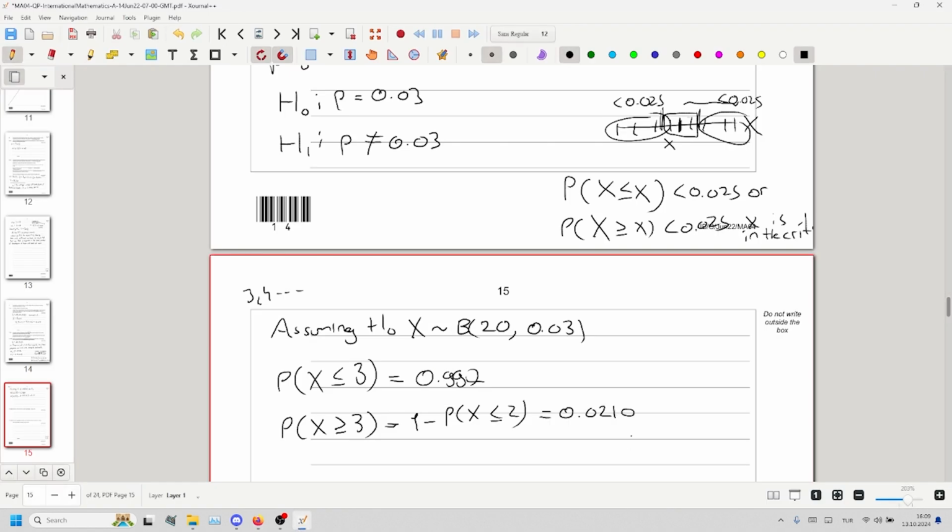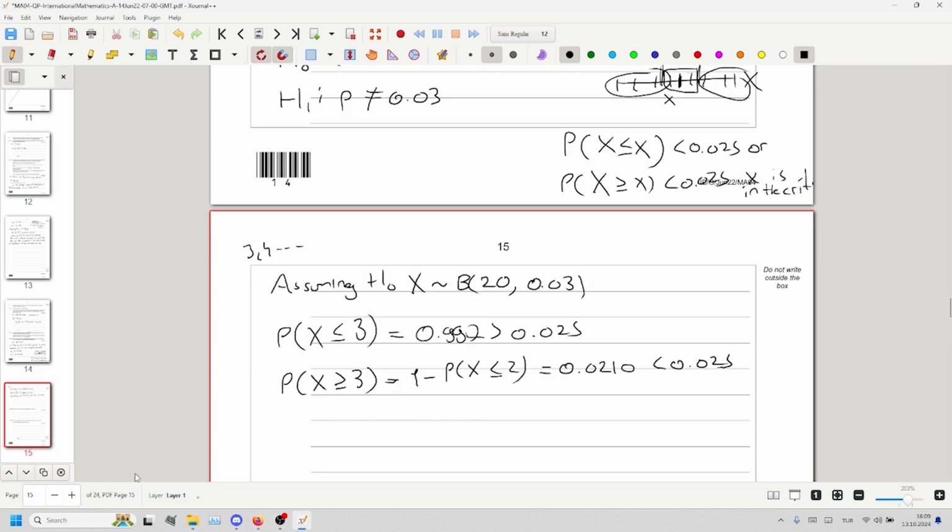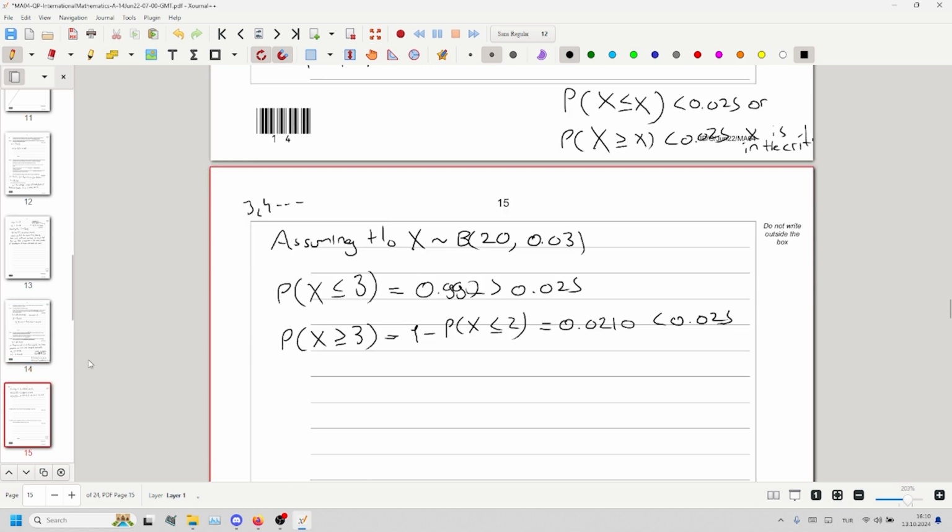0.021 to 3 significant figures, whatever. And is this less than 0.025? Okay, so this value is greater than 0.025. That doesn't tell us anything, but this value is less than 0.025. What this means is it is in fact in the critical region, so we have to reject H0.